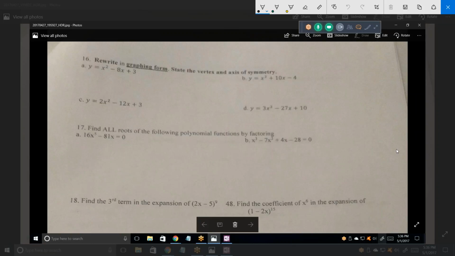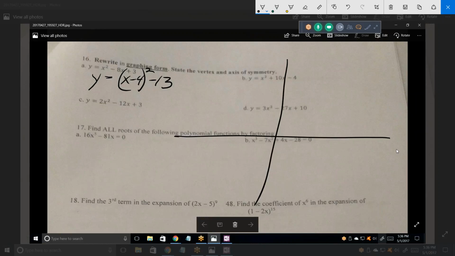So what do we get? We got y equals x minus 4 squared minus 13. So my vertex goes at 4 comma minus 13. Does it open up or down? Up. So I'm looking at a parabola that basically looks like that.